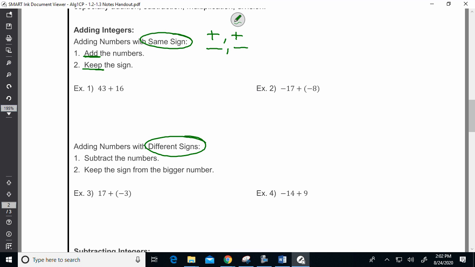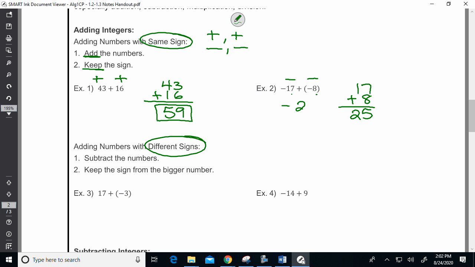So for example 1, 2 positives, you add them up, it would stay positive. 2 negatives would stay negative. 17 plus 8 is 25. And since both numbers were negative, it would stay negative.